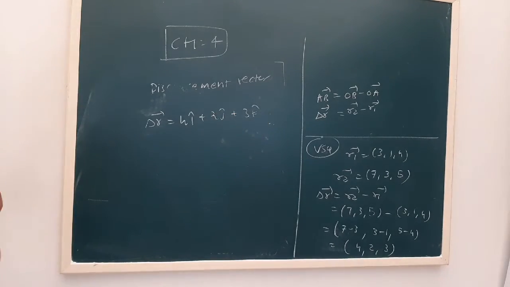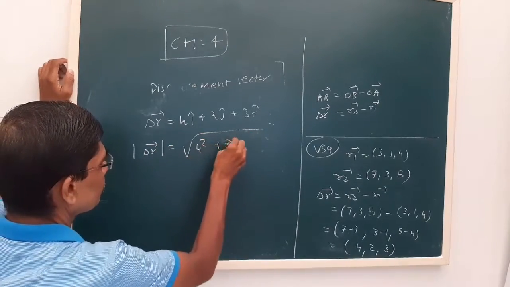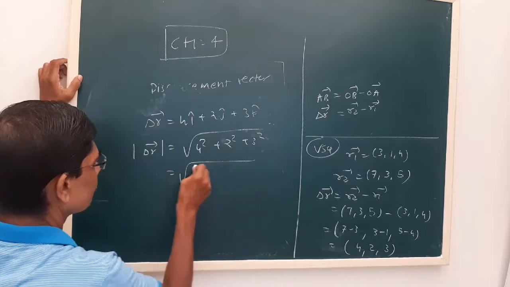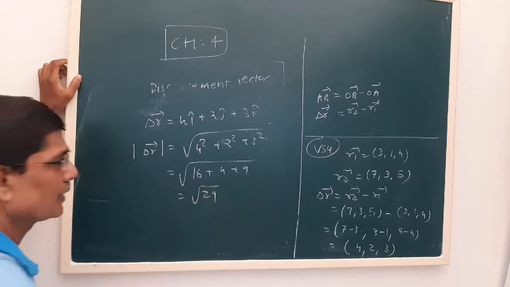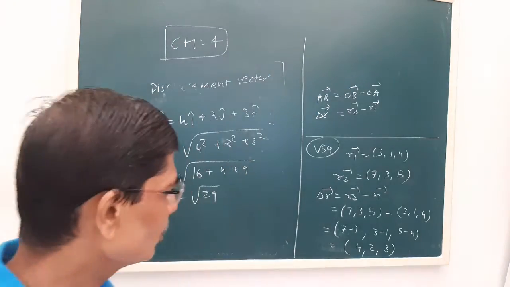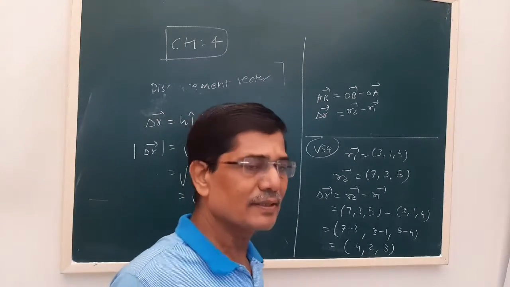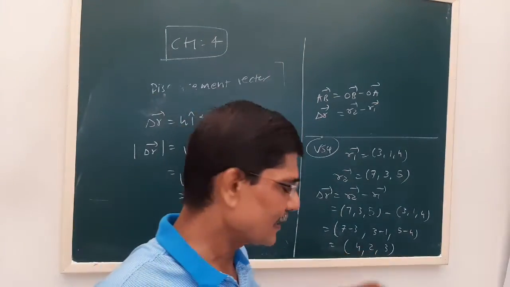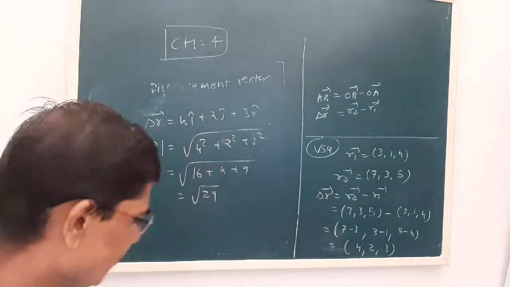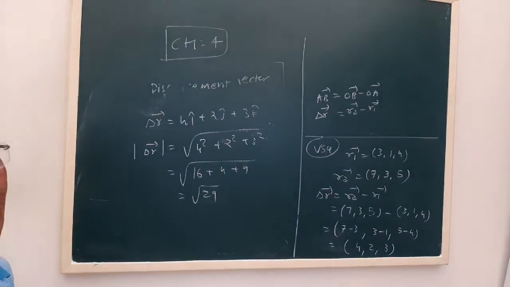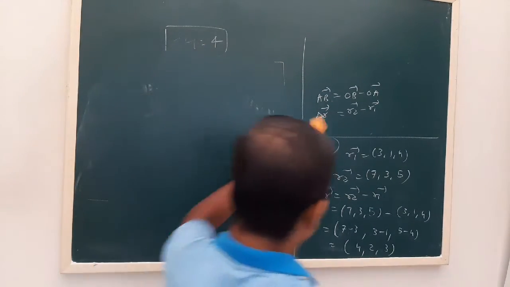Now the magnitude of the vector delta R. Okay, so this is about the displacement vector. Sometimes they ask what will be the displacement in y direction. So displacement in y direction is 2, displacement in z direction is 3, displacement in x direction is 4. So these are the simple questions they can ask in the MCQ. So this is about the position vector and displacement vector. Now see, we have to proceed further.